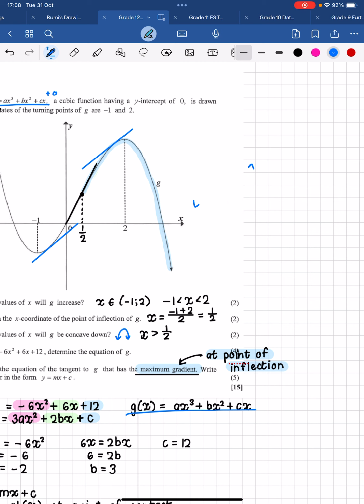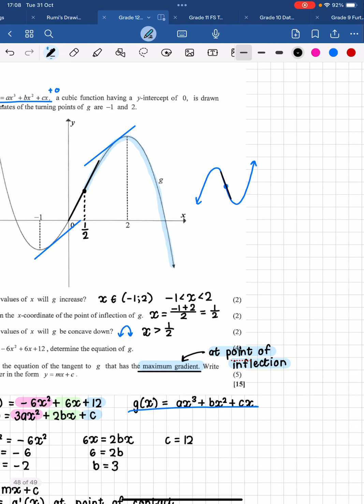Then the minimum gradient is still going to be the steepest gradient, but it's going to have the biggest possible negative value. I don't know if that makes sense, right? It will still be at the point of inflection. So they will ask maximum or minimum gradient based on the shape of the graph. I think in last year or 2 years ago, they asked for the minimum gradient. It was again the point of inflection.